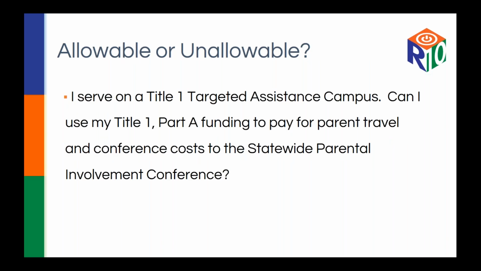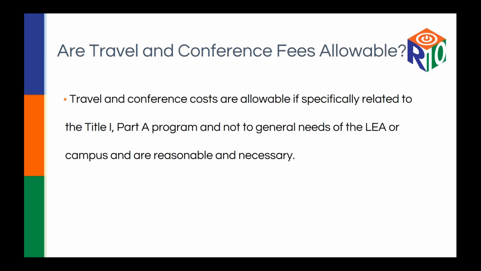I serve on the Title I Targeted Assistance Campus. Can I use my Title I Part A funding to pay for parent travel and conference costs to, you guessed it, the Statewide Parent Involvement Conference? Travel and conference costs are allowable if they are specifically related to the Title I Part A program and not to general needs of the LEA or campus, and they're reasonable and necessary.